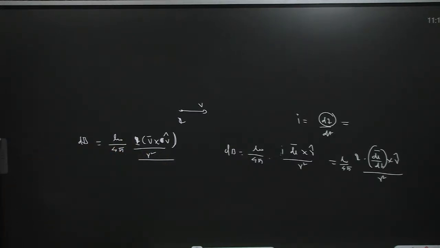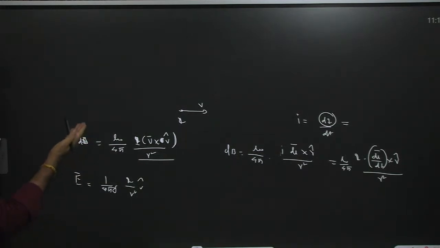So a moving charge produces a magnetic field as well as an electric field. The electric field is E equal to 1 by 4 pi epsilon naught q by r square along the radial direction. When we take the integration, we get B. So this is the magnetic field created by the moving charge, and this is also the electric field created by the moving charge.